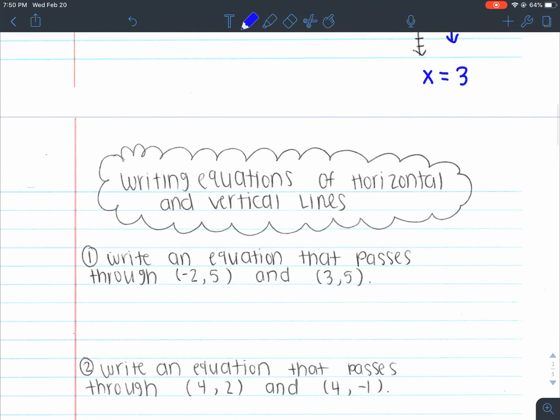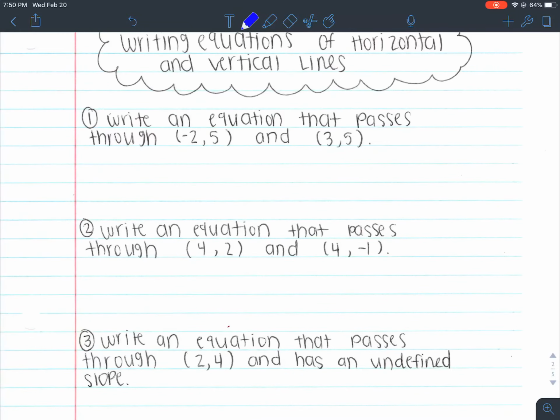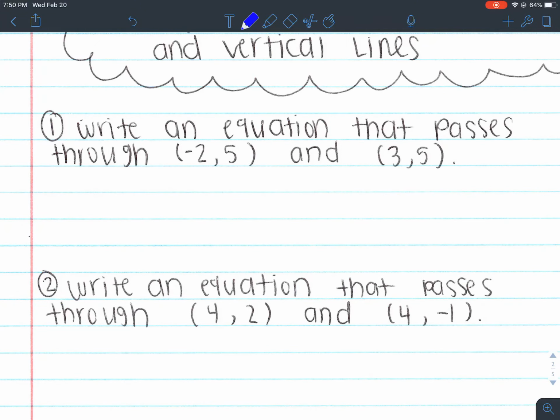All right, moving on, writing equations of horizontal and vertical lines. This first page is actually super easy, but I'm going to go ahead and help you visualize it a little bit. So write an equation that passes through the points negative 2, 5 and 3, 5. So I'm just going to draw a small graph right here. I know we don't like to graph that often, but it doesn't have to be fancy. Just draw like 5 tick marks on each side. Okay. Now I'm going to plot the point negative 2, 5. So negative 2, 5 is going to be up here, and then positive 3, 5 is going to be up there. Now I want to draw a line that passes through them.